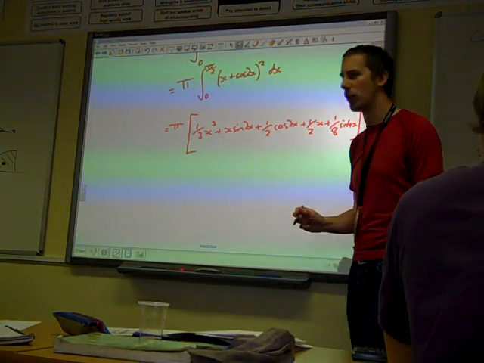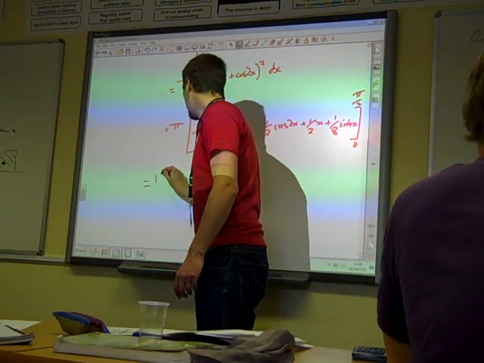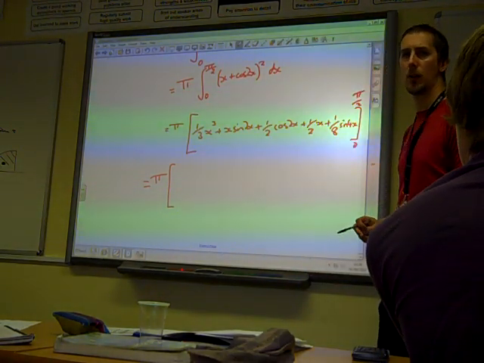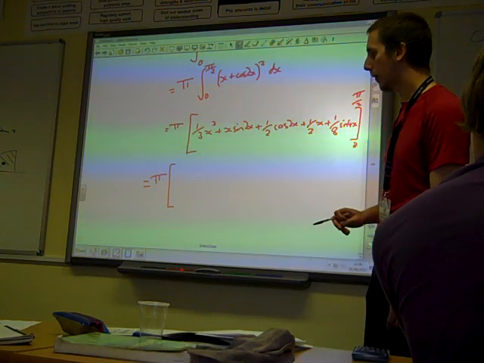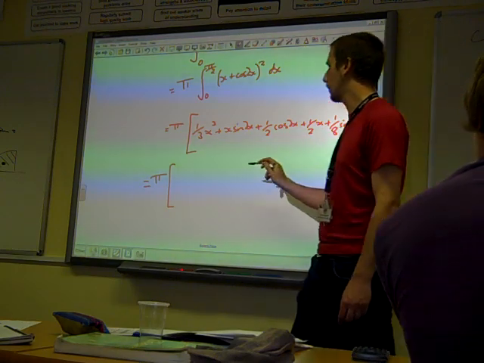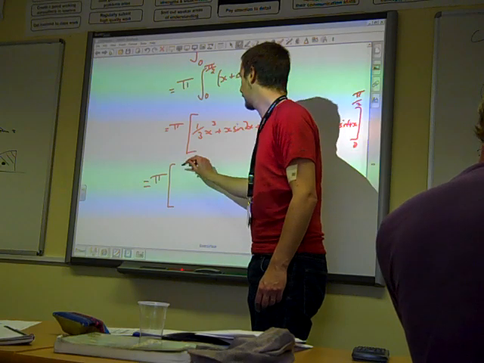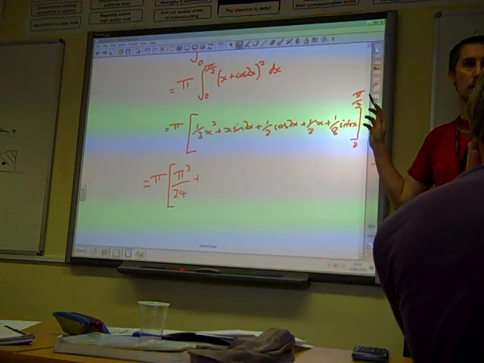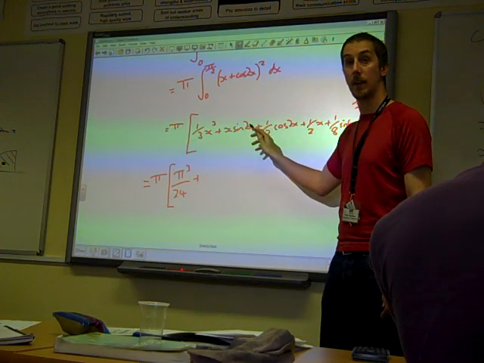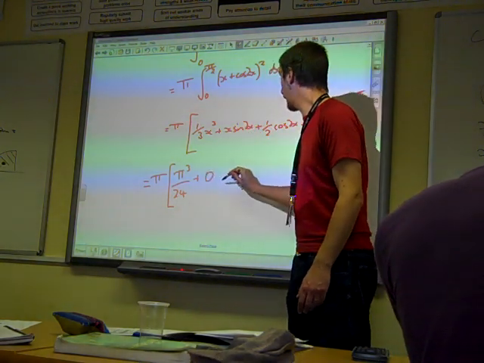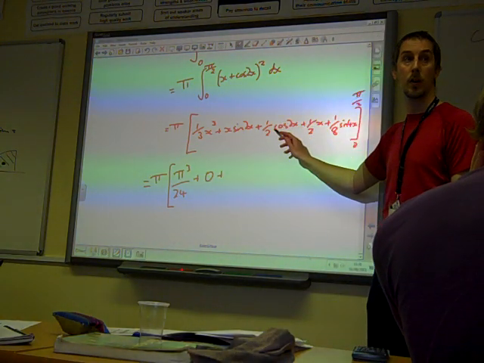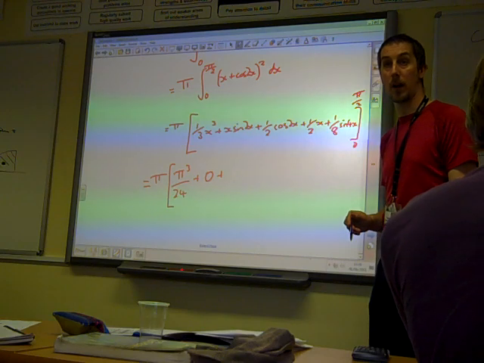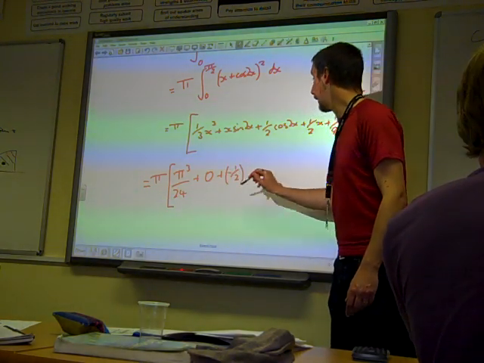We need to put the limits in, and this is going to be horrible. This is going to be pi times, well, okay, let's do it. 1/3 of pi over 2 cubed. That's going to leave us with pi cubed over 24. We've then got pi over 2 times sine of pi. Oh, but sine of pi is 0, isn't it? So that's 0, that next term. We've then got a half times cos of twice pi over 2, so a half times cos of pi. Cos of pi is -1, so we've got minus a half in there.